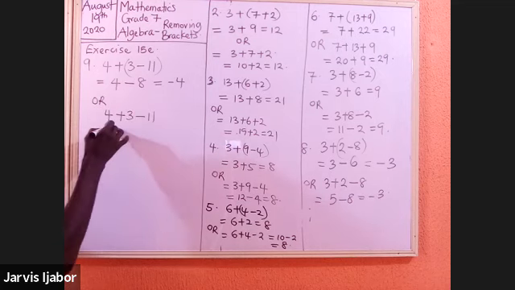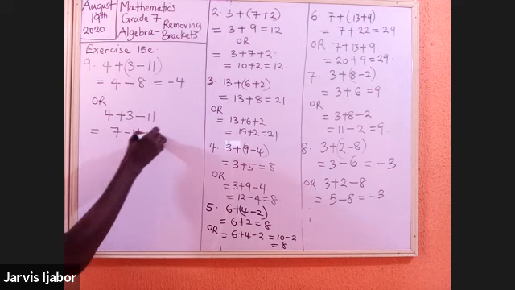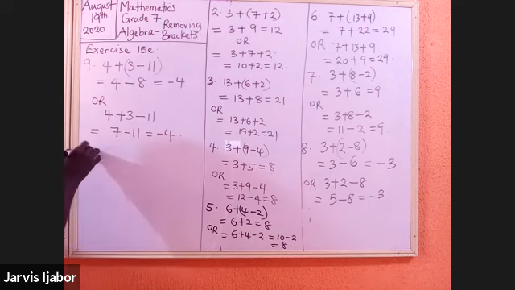Now, we can also use another approach of saying 4 plus 3 minus 11, which will be equal to 7 minus 11. And that will be what? Negative 4 also.